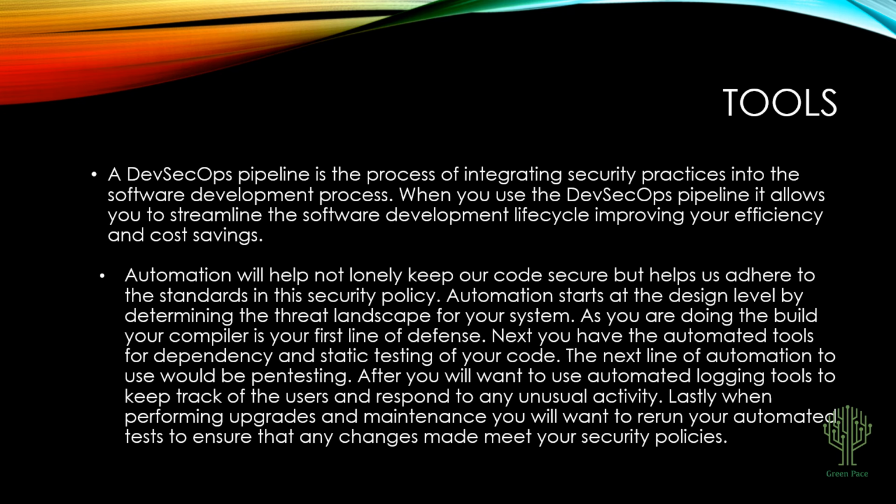Automation starts at the design level by determining the threat landscape for your system. As you're doing the build, your compiler is your first line of defense. Next, you have automated tools for dependency and static testing of your code. The next line of automation would be pen testing. After, you will want to use automated logging tools to keep track of the users and respond to any unusual activity. Lastly, when performing upgrades and maintenance, you will want to run your automated tests to ensure that any change you made meets your security policies.